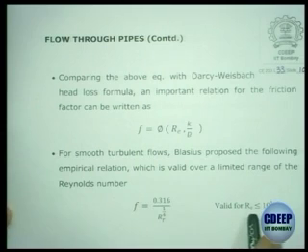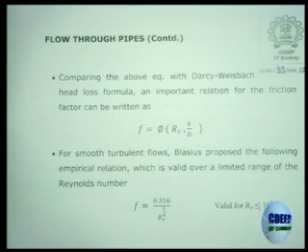So the range is that the Reynolds number should be less than 10 to the power of 5. This formula is quite popular because it is simple. If it is a smooth pipe and the Reynolds number happens to be less than 10 to the 5, you don't have to worry about so many theories, just the empirical relationship. But later on, you will find this empirical relationship is fairly close to the other relationships that we will be talking about.